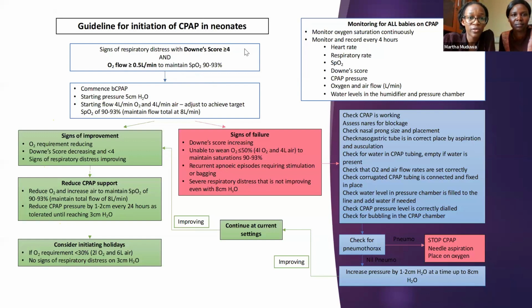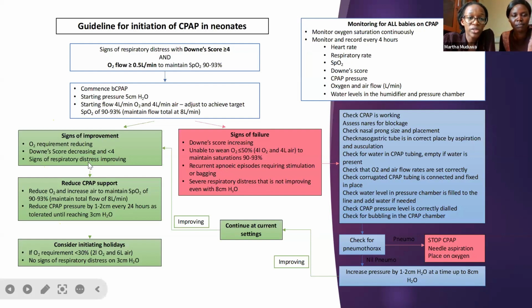And if your Downes score is more than 4, and the baby has an increased need of FiO2, so they have increased need for oxygen, so requiring a higher FiO2, you would start them on CPAP to maintain the target SpO2 of 90 to 93%. You would start your CPAP, ideally at a pressure of 5 centimeters. So we start at 5 centimeters and we give 4 liters of oxygen and 4 liters of air. This is titrated depending on the baby's need. If your baby is already saturating above the 90s, then you can adjust this accordingly.